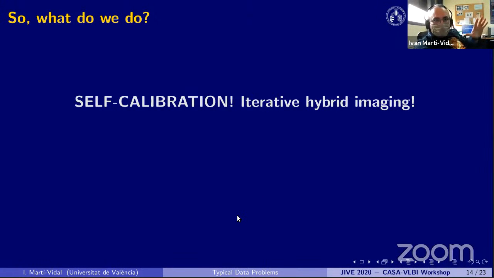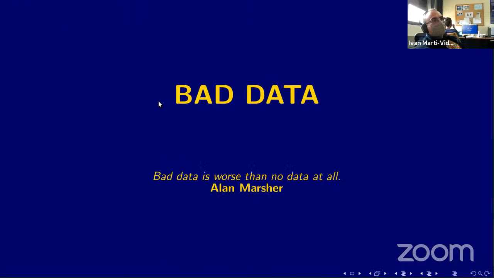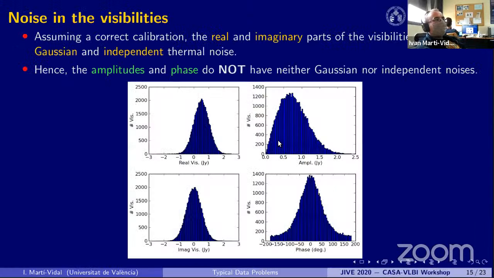This is a very, very powerful tool, but as we all know, great power comes with great responsibility. So self-calibration is very powerful, but you have to use it with a lot of caution, because you can cause very odd things to your data if you are not cautious enough. And that brings us to the next kind of problem: bad data. Bad data is worse than no data at all. So don't play with bad data too much, because you may end up arriving at completely wrong conclusions.